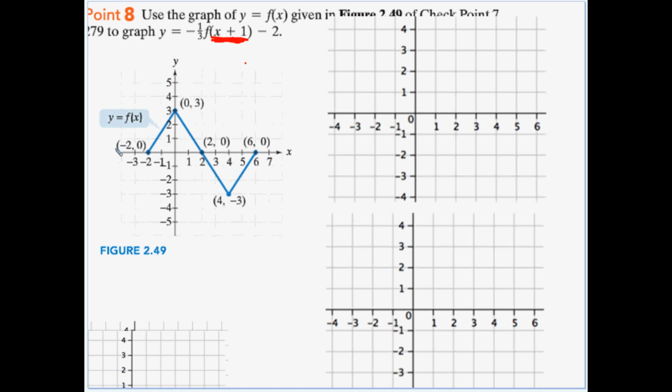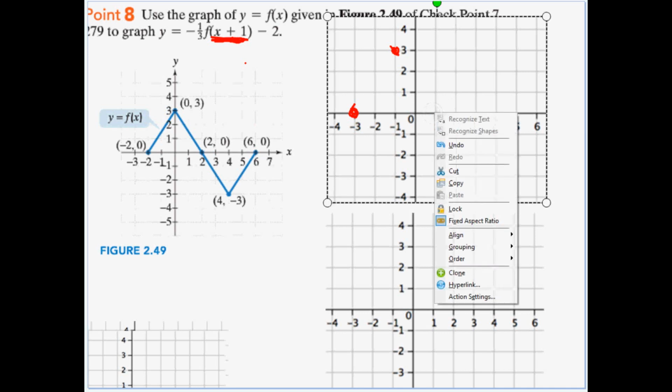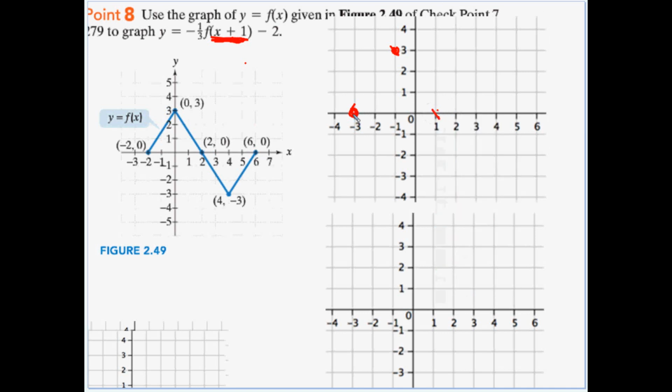So all our x values get subtracted 1. So that -2 is now a -3. This 0 is now a -1. This 2 is now a 1. There we go. So I could connect those dots. And then this 4, -3 is now 3, -3. And this 6, 0 will be a 5, 0. So everything got moved to the left 1 unit.